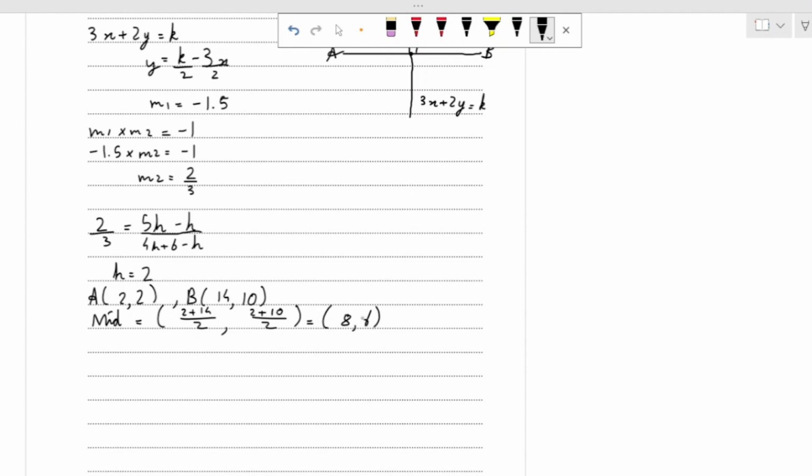So this is a point that lies on the line AB and also on the perpendicular bisector. We can now substitute this into the original perpendicular bisector equation, which was 3x plus 2y equals k. That would be 3 times 8 plus 2 times 6 equals k, and then we get k equals 36. That's our final answer.